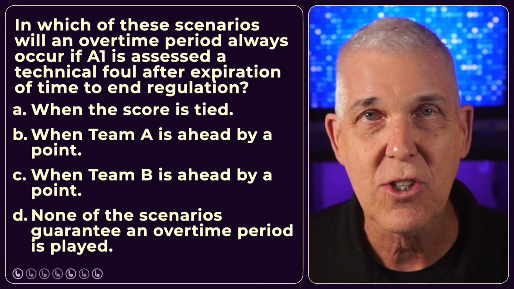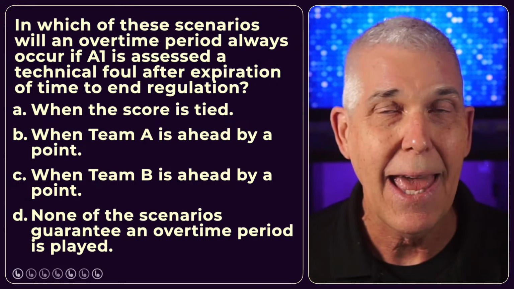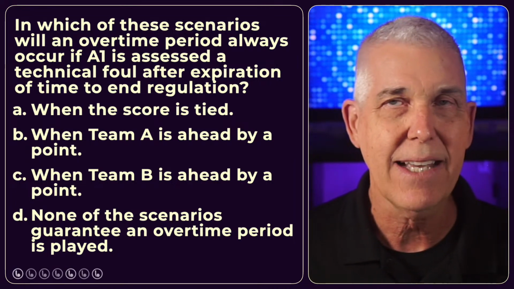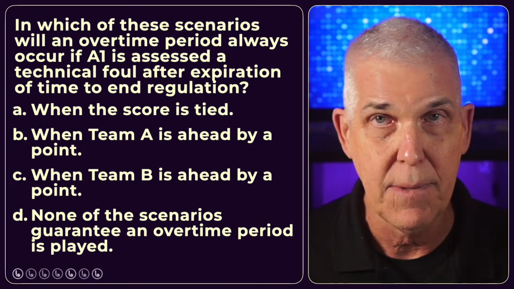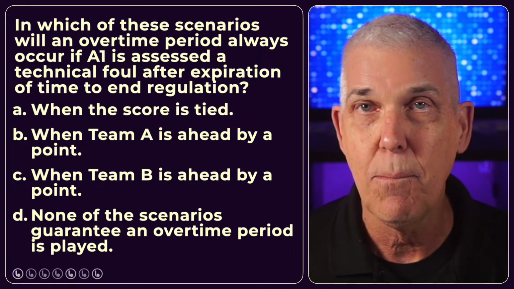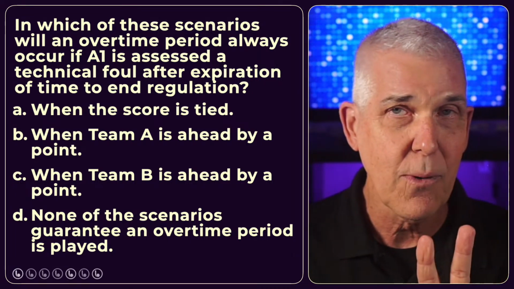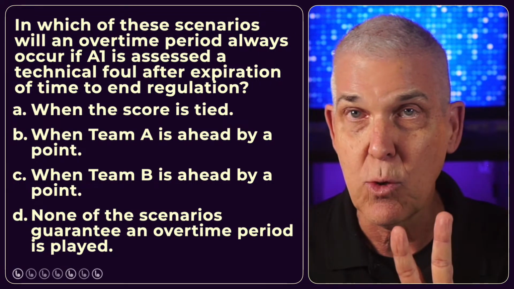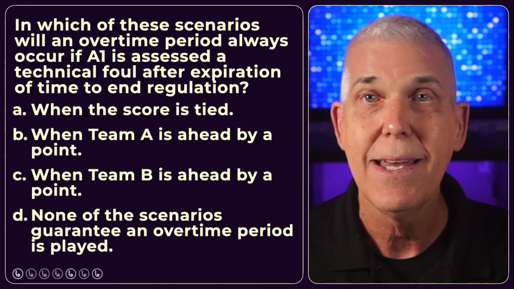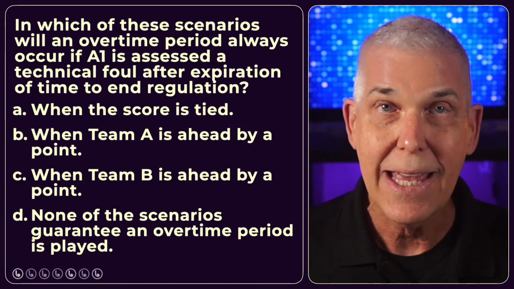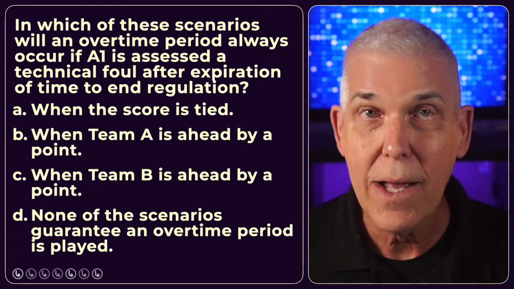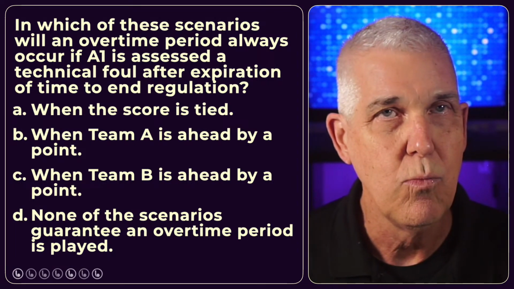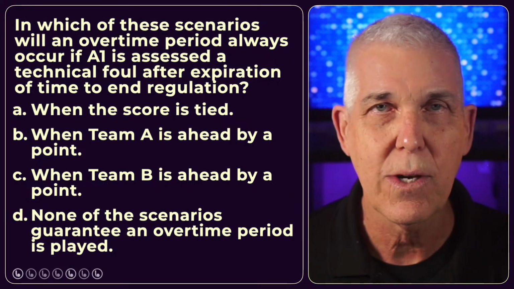Yikes. So when Team A is ahead by a point, A1 was assessed the technical foul at the expiration of time. Team A is ahead by 1 point. Would 2 free throws to the opponent potentially change the outcome of the game, either allowing that team to win or send the game to overtime? Yes, it would. So in that scenario, will an overtime period always occur? No, it would not.